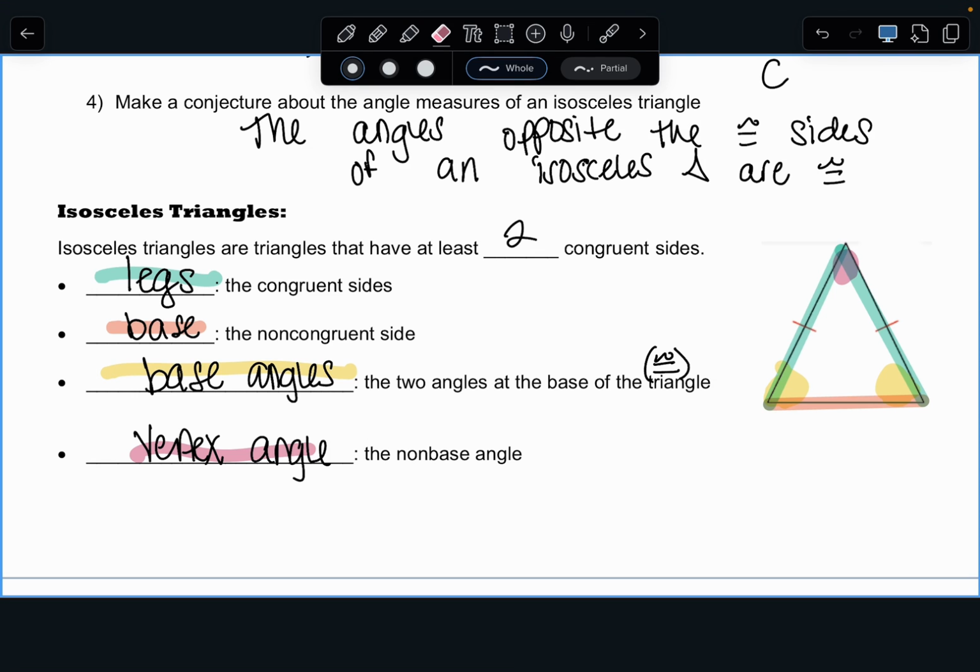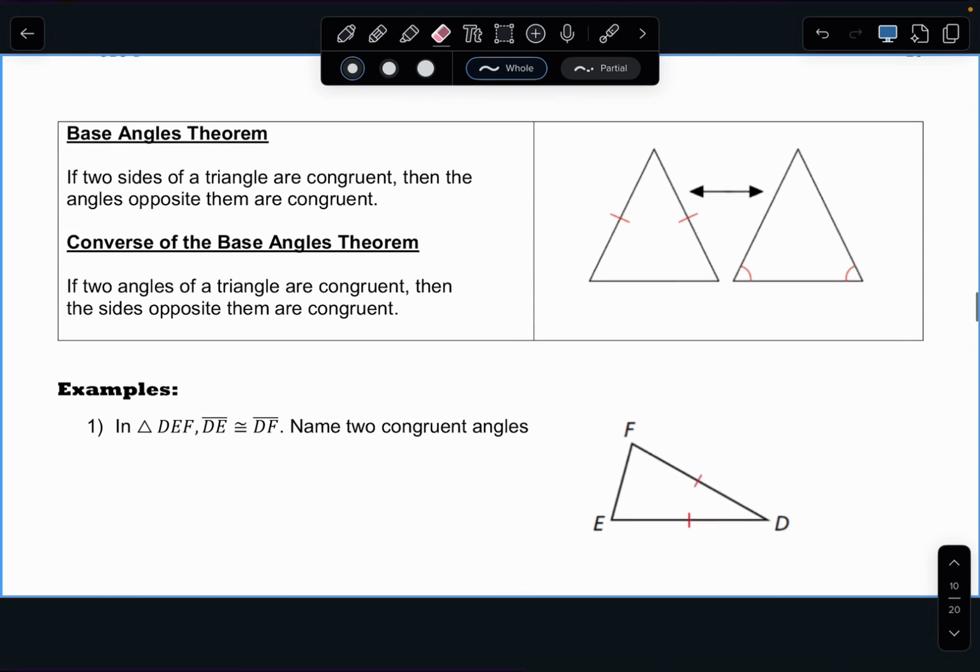Okay. Questions over these definitions. You'll have to know them. You should be able to identify legs, base angle, vertex angle. Not even close to being done. Buckle up. Next page.